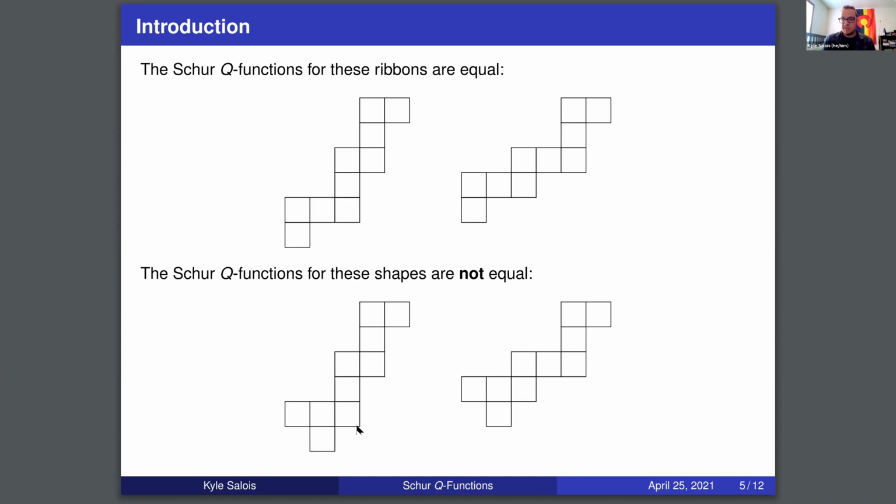Now we consider it a ribbon plus a box, because if you take away a maximal ribbon from the inside, you're left with a single box. Turns out the corresponding Schur-Q functions for these shapes are not equal. And so that's evidence that maybe ribbons are not the standard approach. Perhaps they don't tell us everything we need to know about Schur-Q functions.